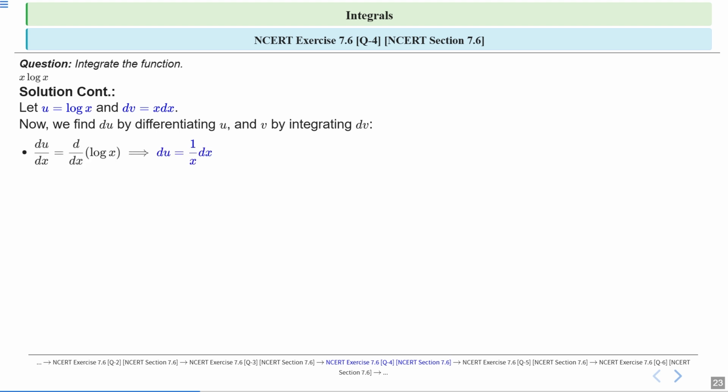So for u, we differentiate with respect to x, we get differentiation of log x is 1 by x. So we get du is equal to 1 by x dx. And to get v, we integrate dv. So integration of dv is equal to integration of x dx. And integration of x is x² by 2. We know whenever we integrate x to the power n, the integral value is x to the power n plus 1 by n plus 1.